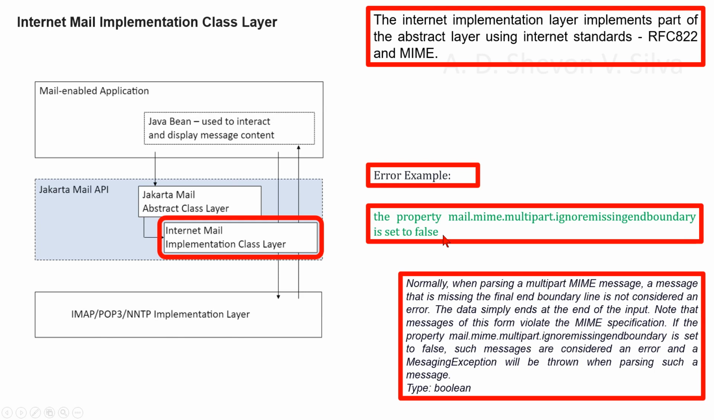If the property mail.mime.multipart.ignoremissingendboundary is set to false, such messages are considered an error, and a messaging exception will be thrown when parsing such a message. The type of the property mail.mime.multipart.ignoremissingboundary is boolean.